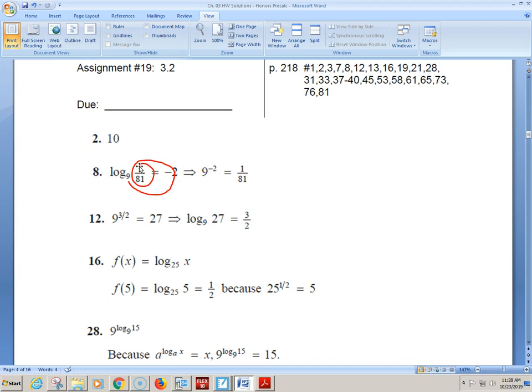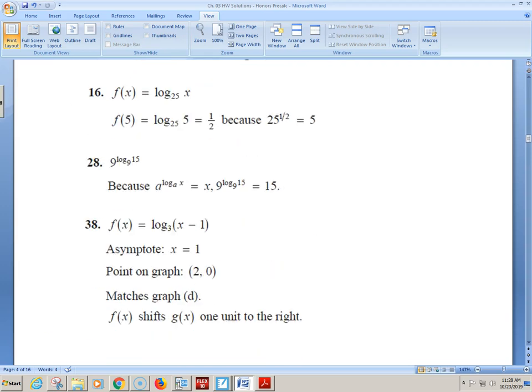Wait, why is it 1/2? That was tricky. 5 is the square root of 25. And the square root is the 1/2 power of 25. 25 to what power is 5? 25 to the square root, which is the 1/2 power. I had some regular HPrecalc kids pretty confused on that stuff.